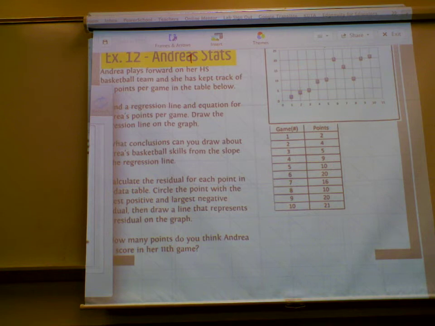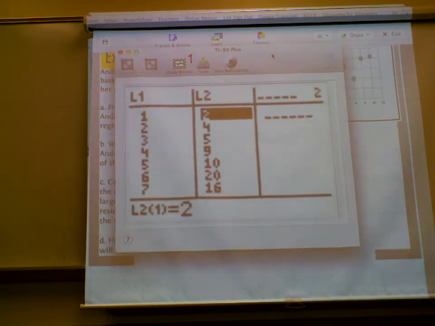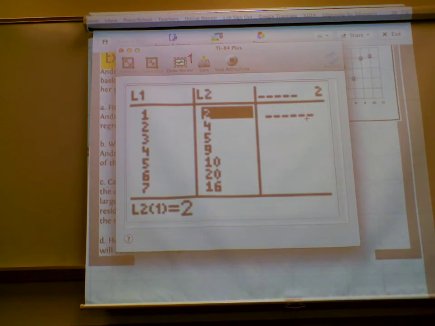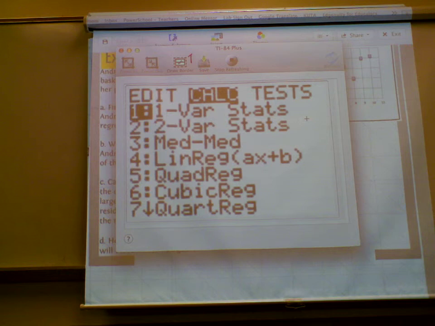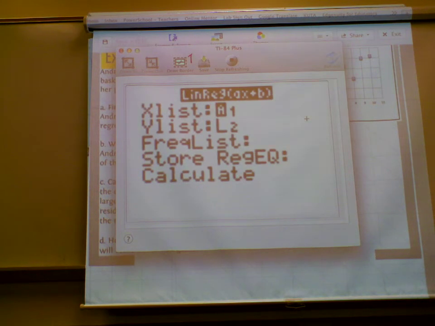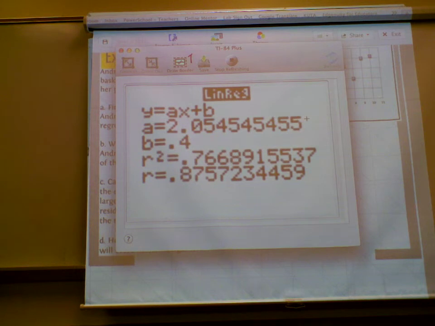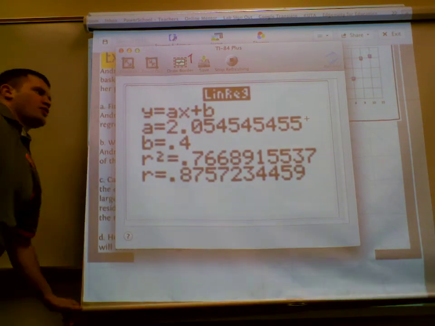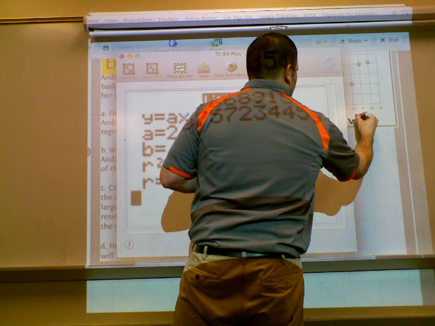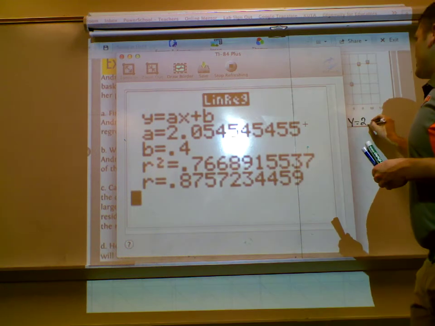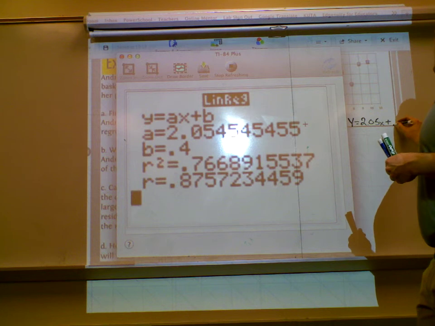Okay. So once I have that, how do I find my regression equation? Quit out of here. Stat, calc. If yours just says line, you hit enter, or you go down here to calculate and hit enter there, and we get our line of best fit. So our equation for our line is y equals 2.05x plus 0.4, rounded.